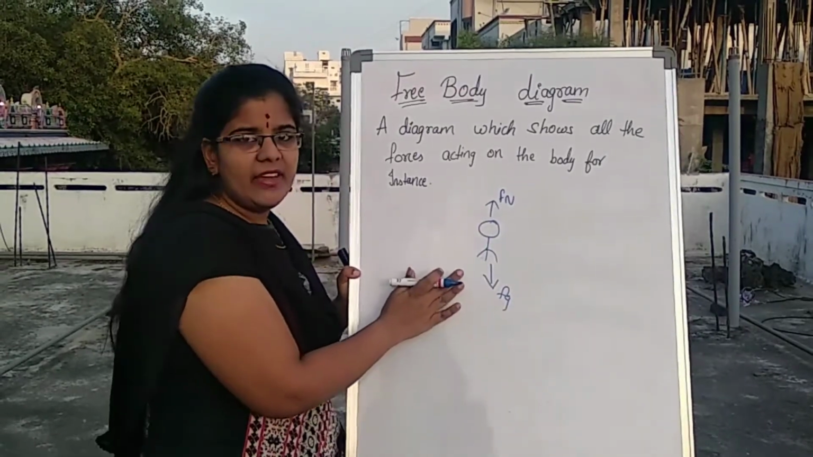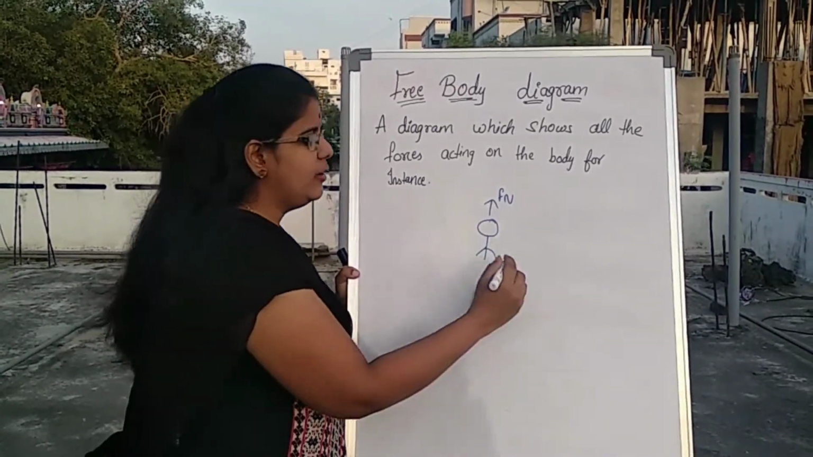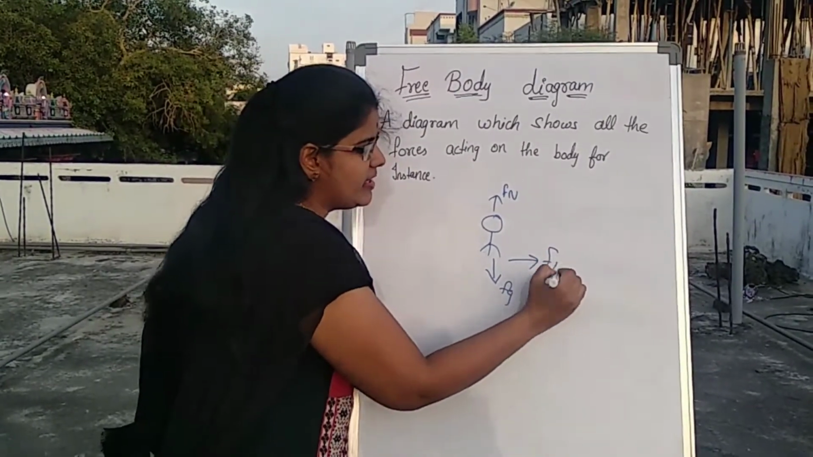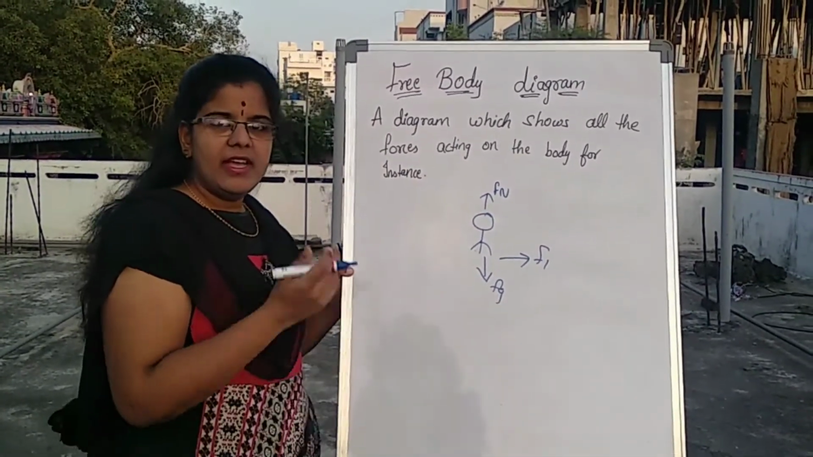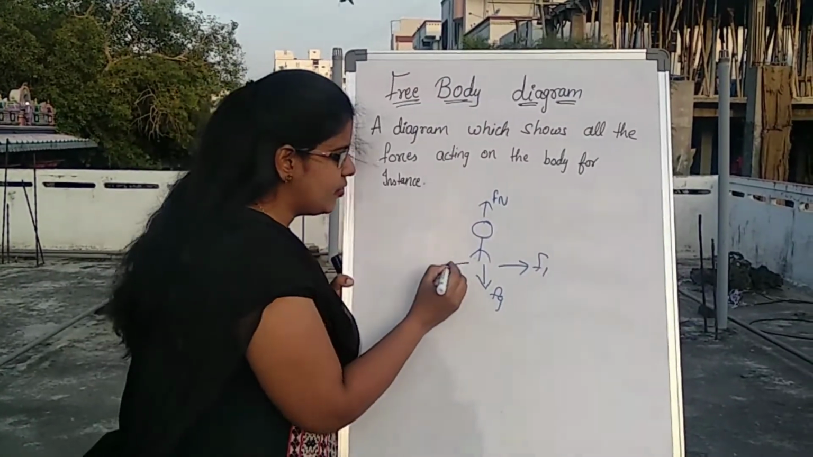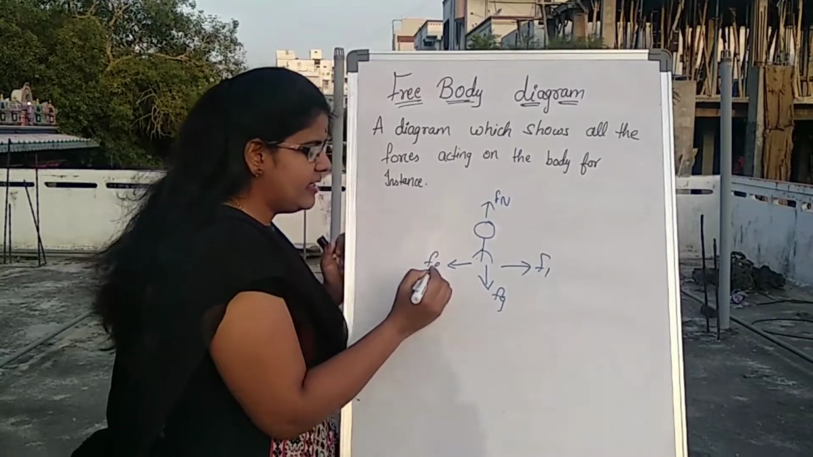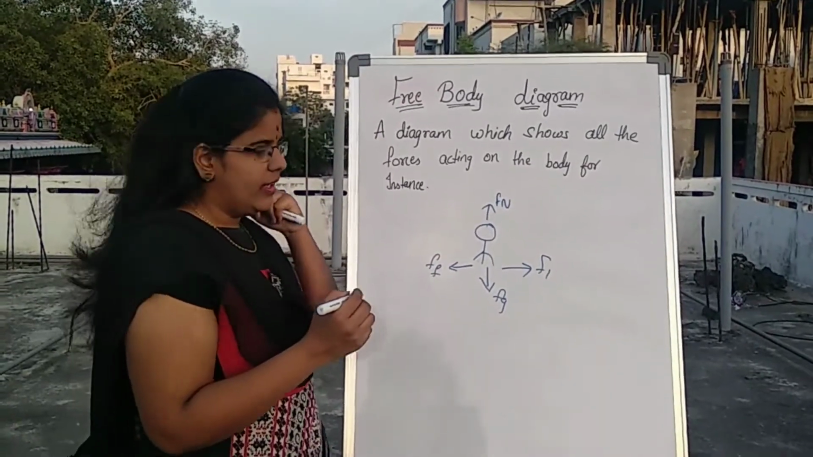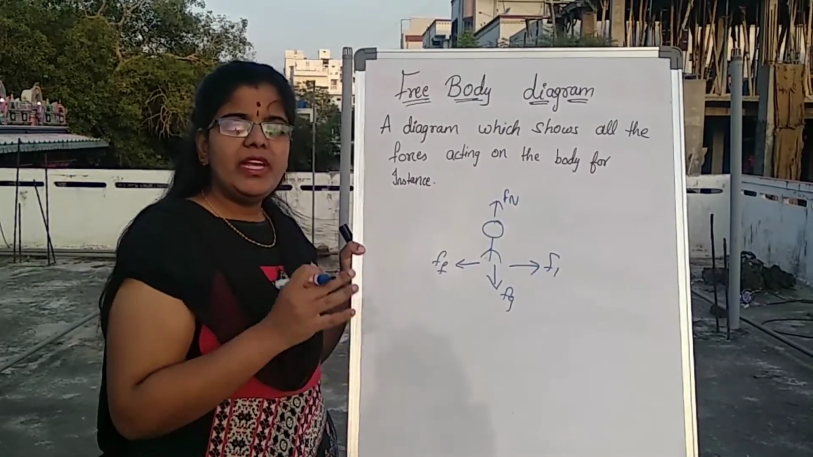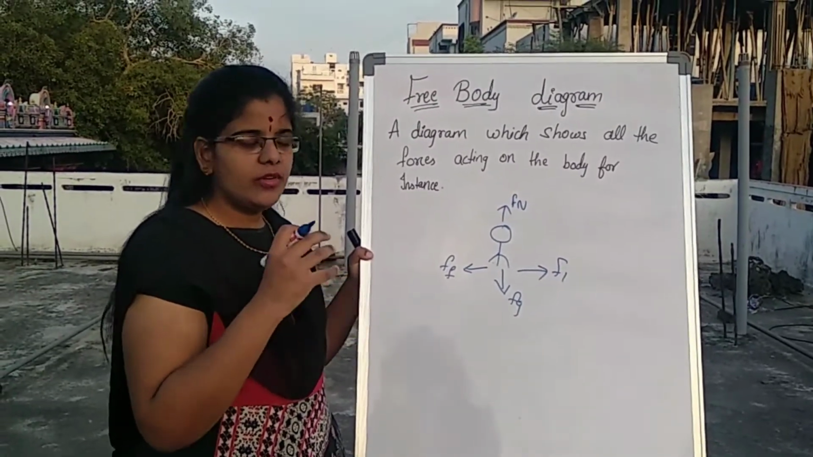This was when I was static, and then I started moving. Let us take the applied force as F1. In the opposite direction, the frictional force will be acting, that is Ff. So these four forces are acting on my body. Then what will be the net force on my body?